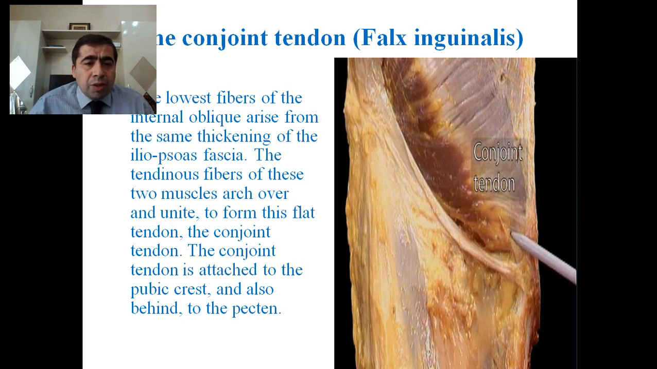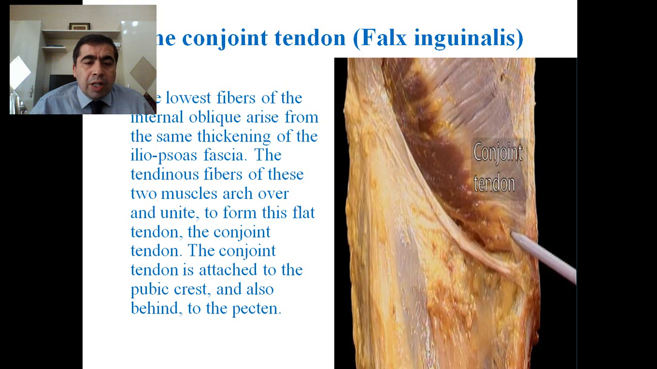The lowest fibers of the internal oblique arise from the same thickening of the iliopsoas fascia. The tendinous fibers of these two muscles, I mean the internal oblique and the transversus abdominis, arch over and unite to form this flat tendon, the conjoint tendon.